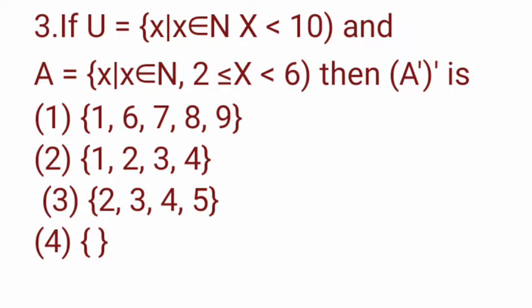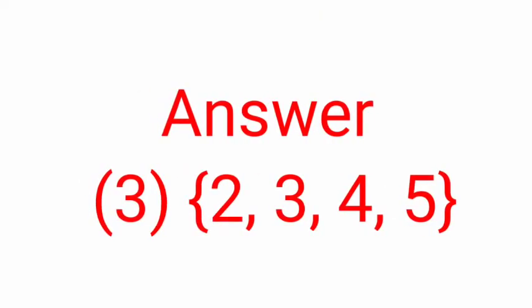Therefore A dash means we write U difference A. So A dash value is 1, 6, 7, 8, 9, and the rest is cancelled. The remaining elements of U equal to A. That is the answer. A is 2, 3, 4, 5. Okay.